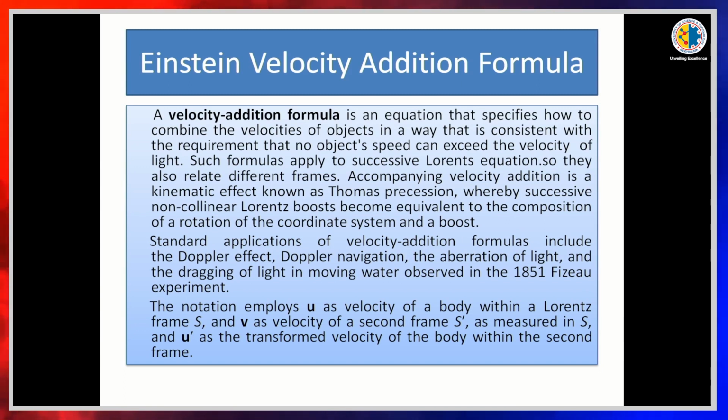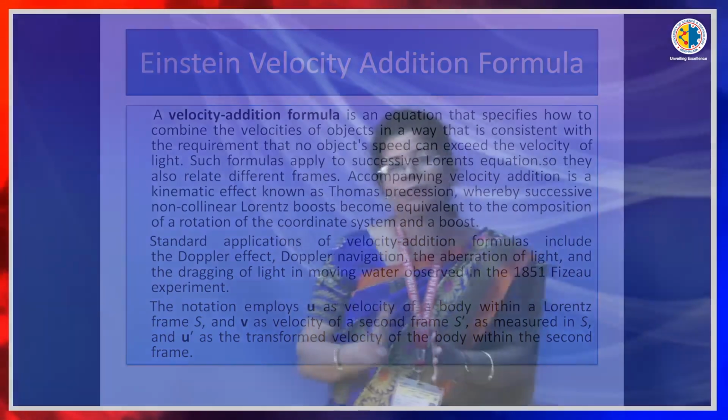Accompanying the velocity addition is a kinematic effect known as Thomas precession, whereby successive non-collinear Lorentz boosts become equivalent to the composition of a rotation of the coordinate system and a boost. Standard applications of velocity addition formulas include the Doppler effect, Doppler navigation, the aberration of light, and the dragging of light in moving water observed in the 1851 Fizeau experiment. So the Einstein velocity addition theorem has many applications, such as the Fresnel drag effect, Doppler effect, and aberration of light.